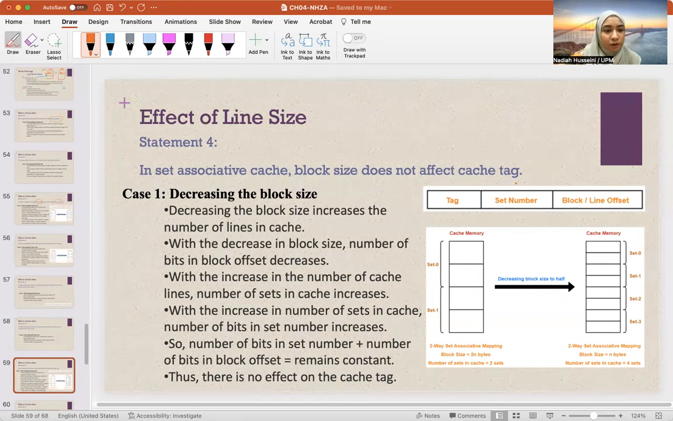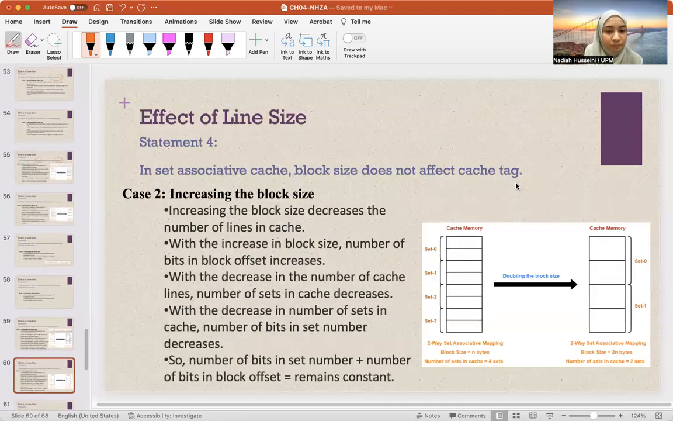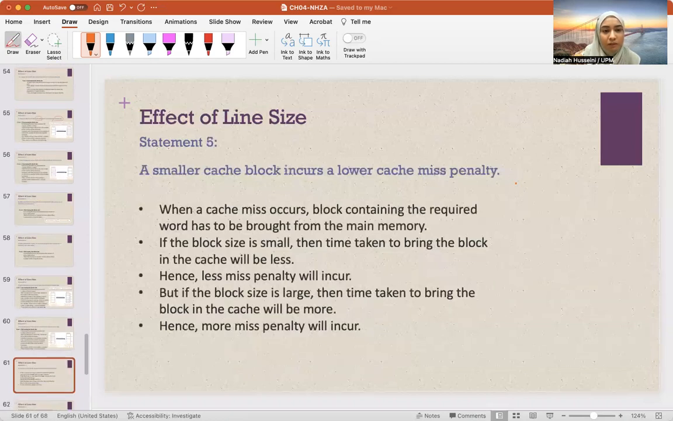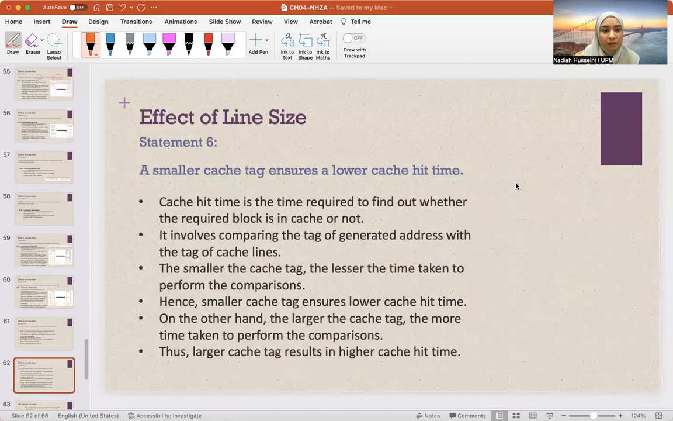And then statement number 4, in set associative cache, block size does not affect cache tag. So even if you increase or decrease the block size, the cache tag will remain the same. And then statement number 5, a smaller cache block incurs a lower cache miss penalty. And the last statement, a smaller cache tag ensures a lower cache hit time.